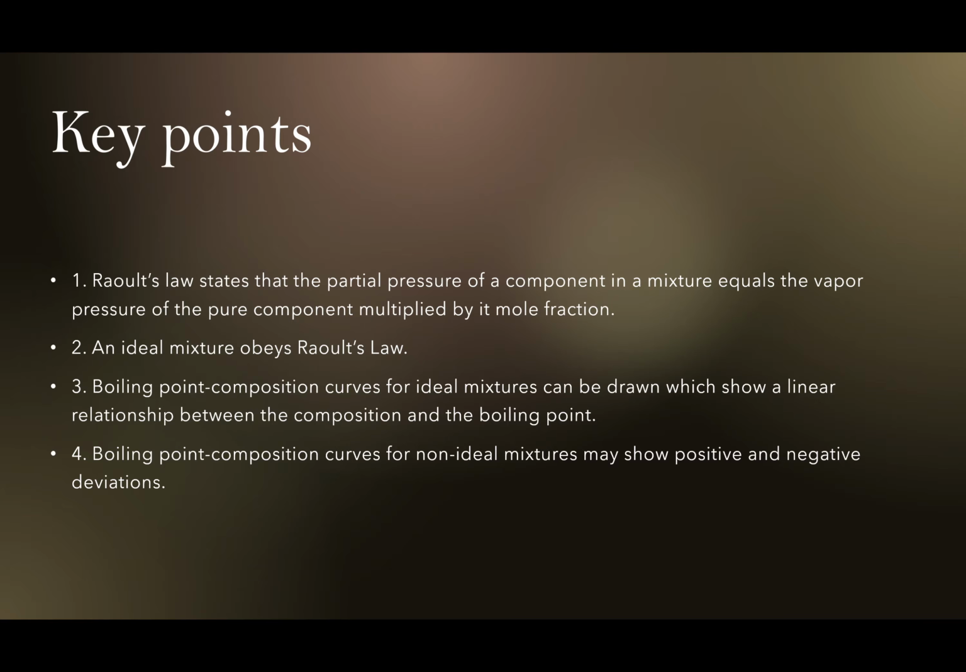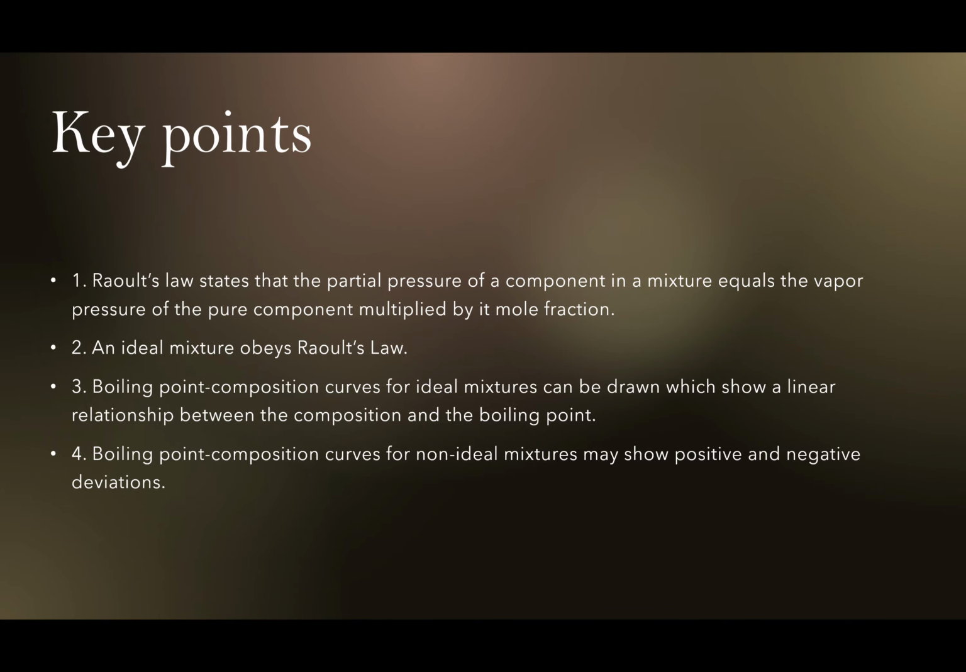Raoult's law states that the partial pressure of a component in a mixture equals the vapor pressure of the pure component multiplied by the mole fraction. An ideal mixture is one which obeys Raoult's law. That's one thing that is important. Boiling point composition curves for ideal mixtures can be drawn which show a linear relationship between the composition and the boiling point.